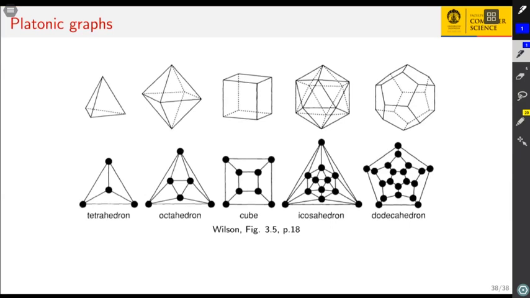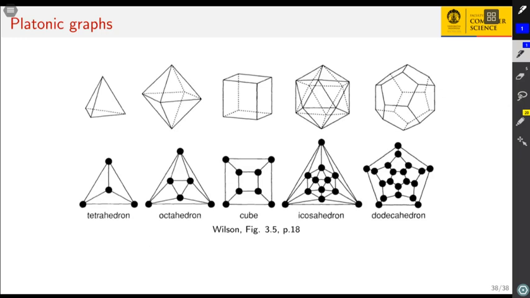And also Platonic graphs. Platonic graphs represent objects like tetrahedron, octahedron, cube, icosahedron, dodecahedron. This is called Platonic because Plato was the one who first studied these three-dimensional geometric objects, and these are all regular three-dimensional objects. So for example, tetrahedron has 4 faces. All of the sides are triangles. This is octahedron and so on. So they are all regular graphs.